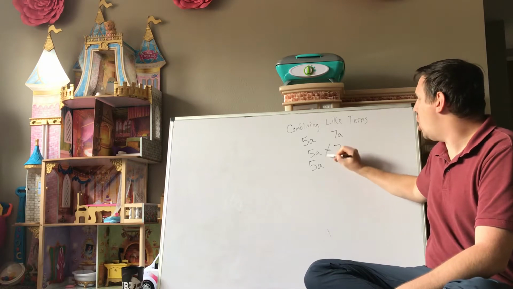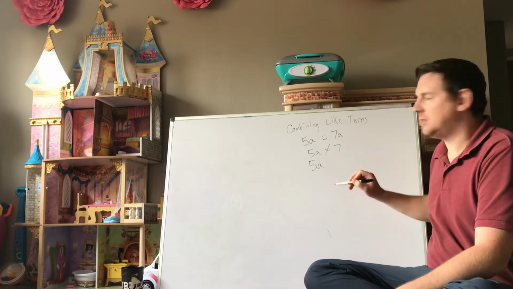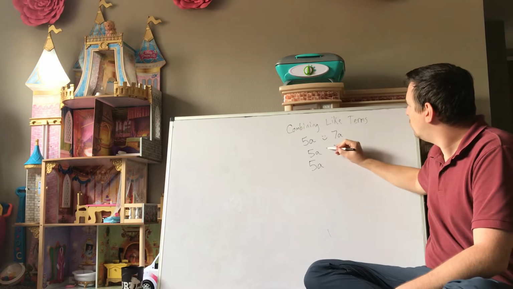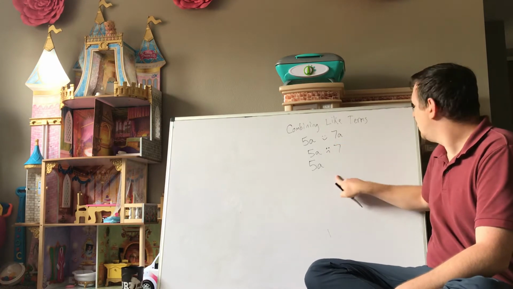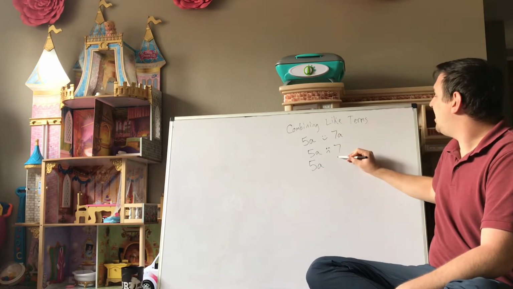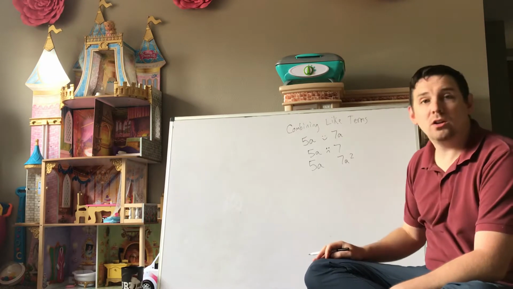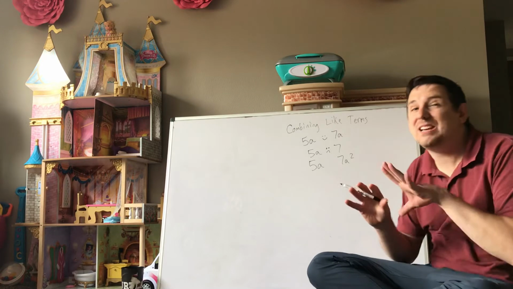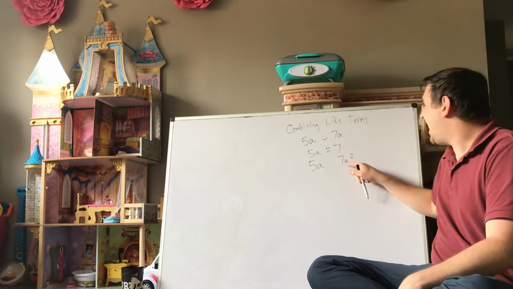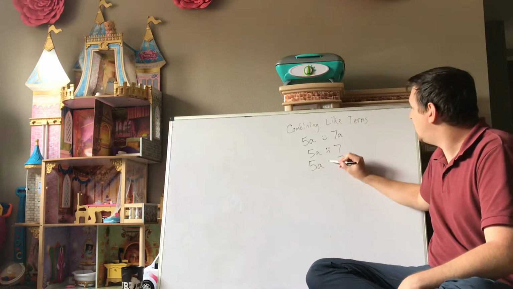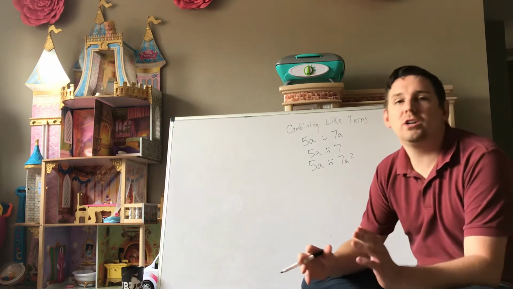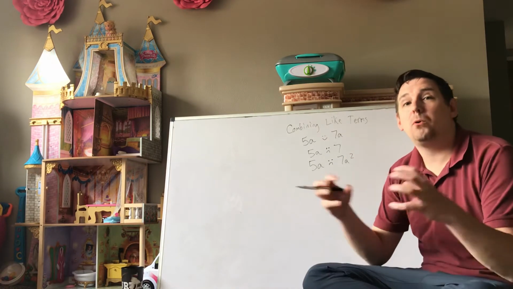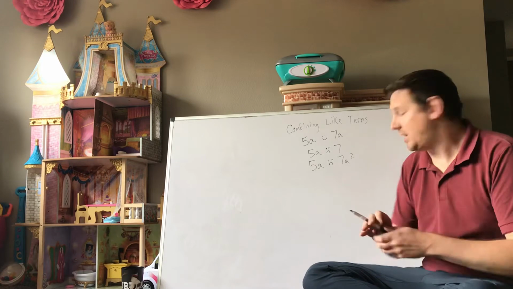5a and 7a squared. Those are a's, but they're not just a's. They have to be exactly the same. A squareds are not just a's, so this is a no. So what we're going to do is solve problems when we put together the things that look alike. All right.